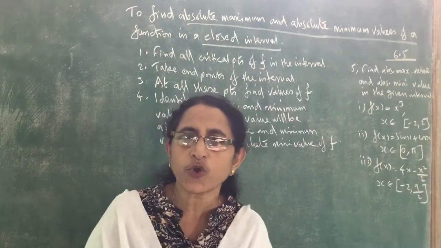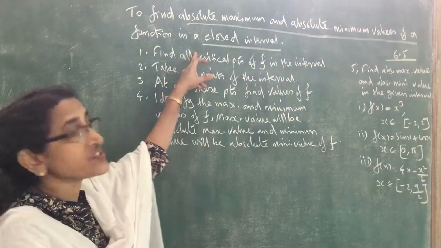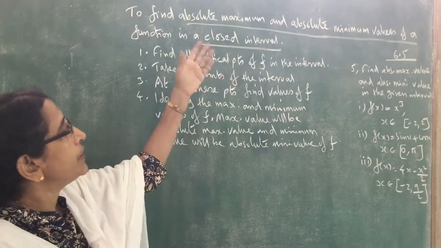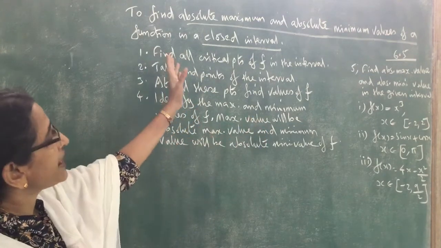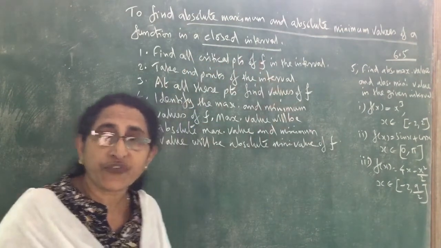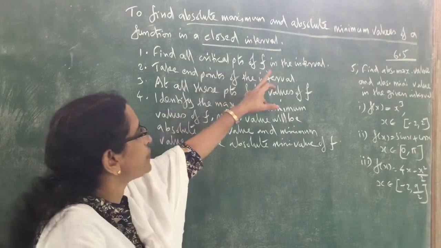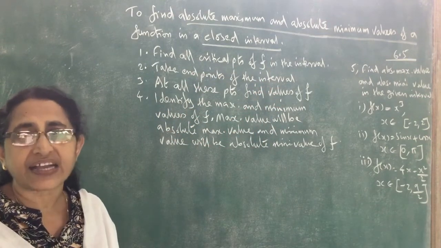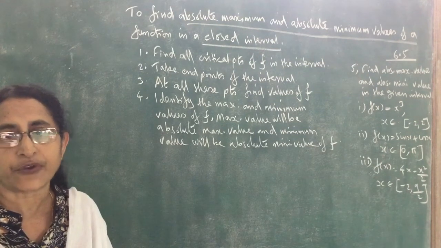To find the absolute maximum value and absolute minimum value of a function in a closed interval, this is the method. First we have to find all critical points of f in the interval. Critical points means the points where f dash x equal to 0 or f is not differentiable. Such points you have to find.